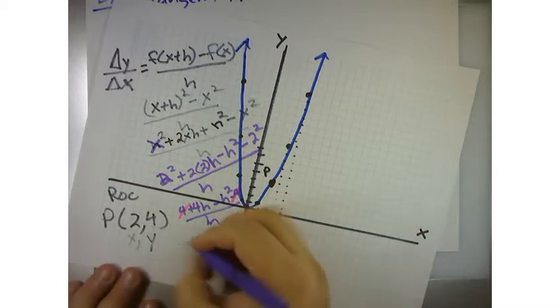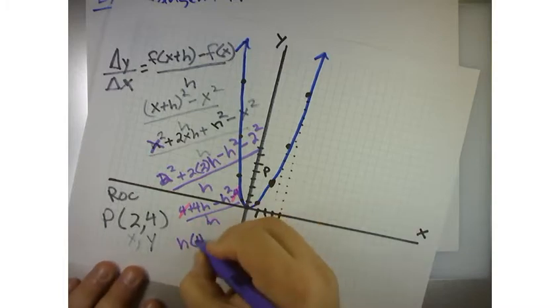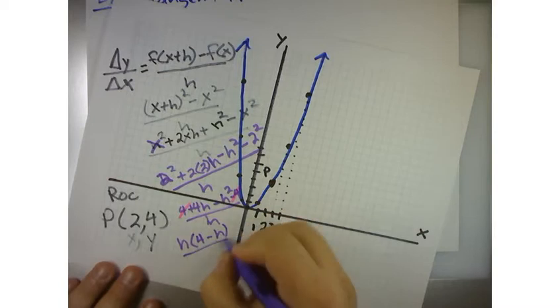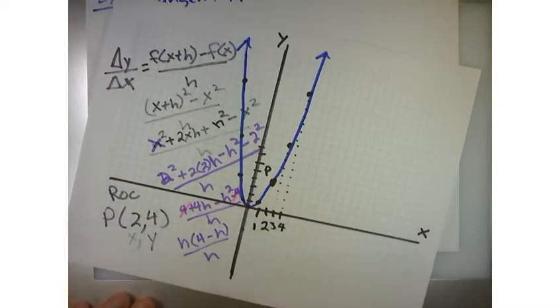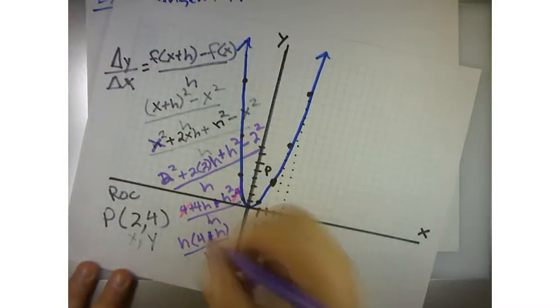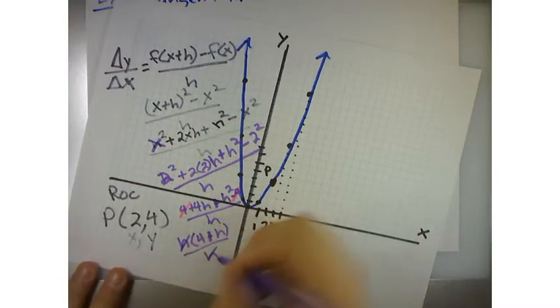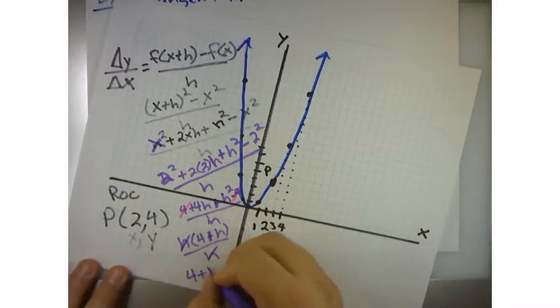And so now if I factor out an h, I've got h times 4 plus h, all over h. Why does it say minus h? This should be plus. Okay? And so when the h's cancel, I'm left with 4 plus h.